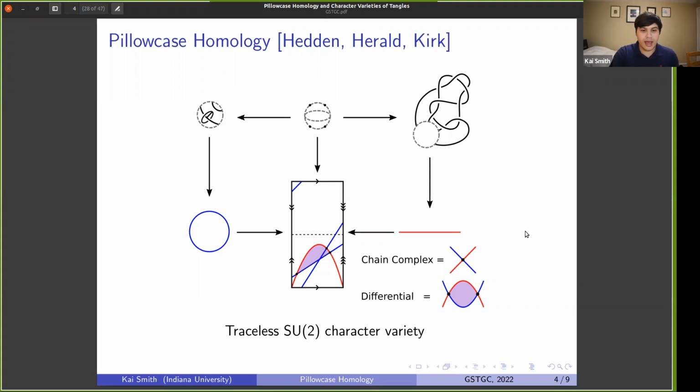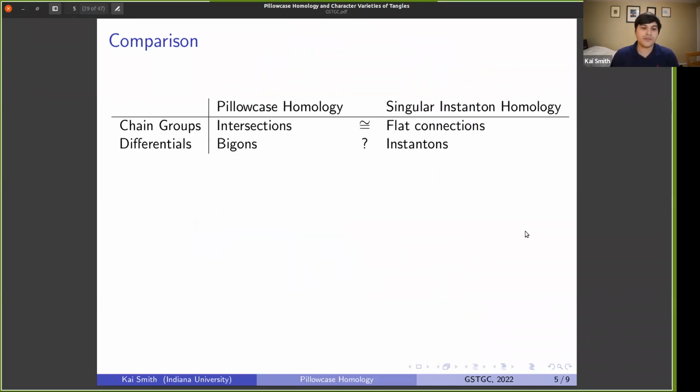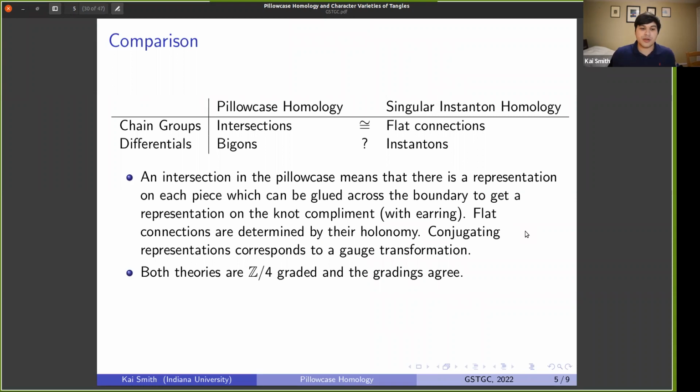So let's look at how these two theories compare. On the chain group level, there's a natural equivalence between pillowcase homology and singular instanton homology. In pillowcase homology, an intersection in the pillowcase means there's a representation on both tangles which agree on their boundary, so we can glue them to make one representation on the entire complement of the knot and earring.